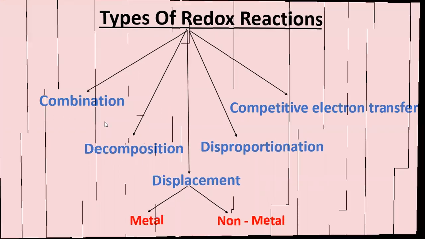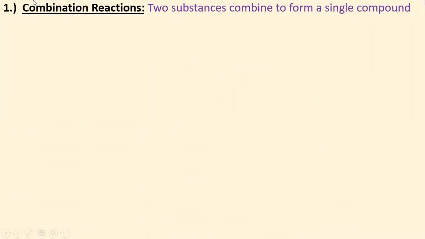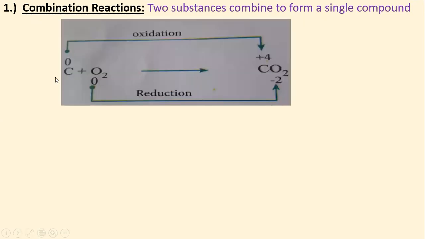So first comes the combination reaction. In the word itself you can understand what it means. When two substances combine to form a single compound, that is said to be a combination reaction. Let us see some examples. See here, in this example you see carbon plus oxygen. Here carbon combines with oxygen, so we get a product, carbon dioxide.